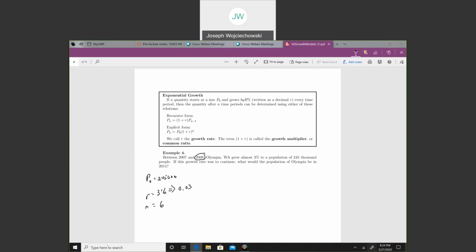I think I have everything I need. P sub 6 is equal to 1 plus R, which is 0.03, to the nth power, and n is 6. I'm missing something. Oh, P sub 0, 245,000. So P sub 6 is equal to 245,000 times 1.03 to the 6th power.